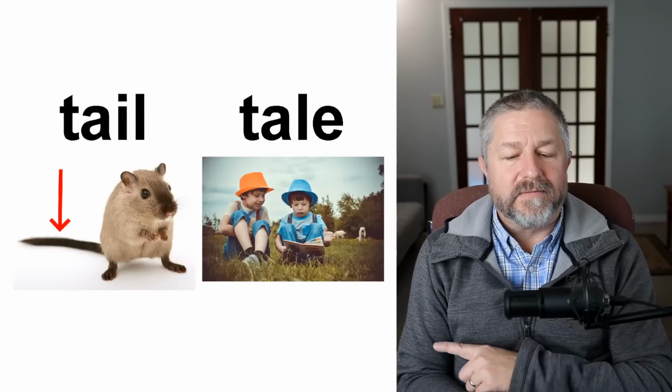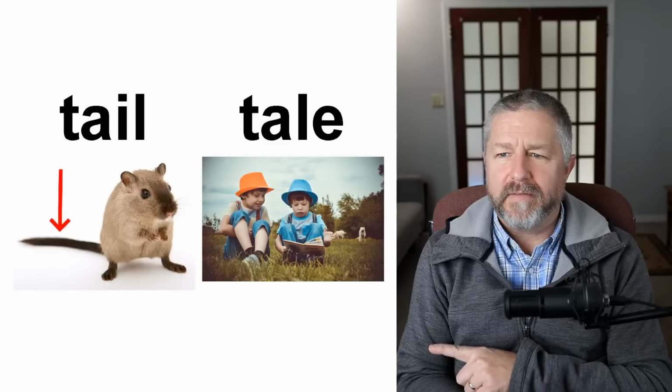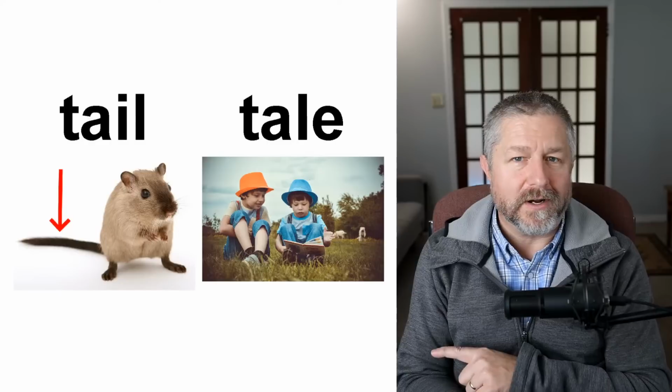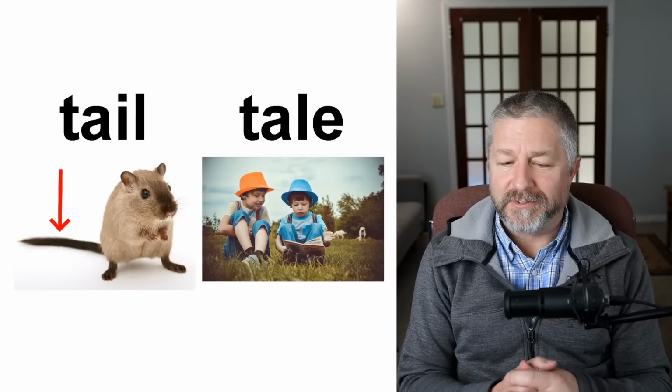This mouse in the far picture has a tail. A lot of animals have tails. My dog has a tail. All of our cats have tails. My other dog has a tail. Humans do not have tails, though.